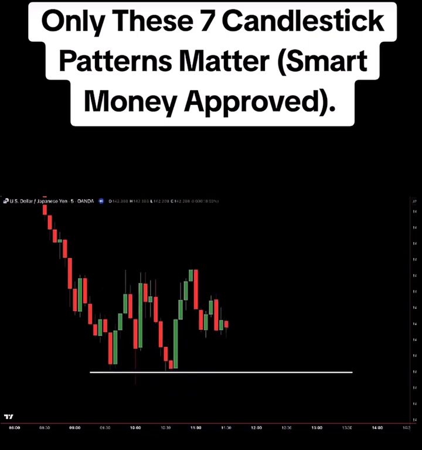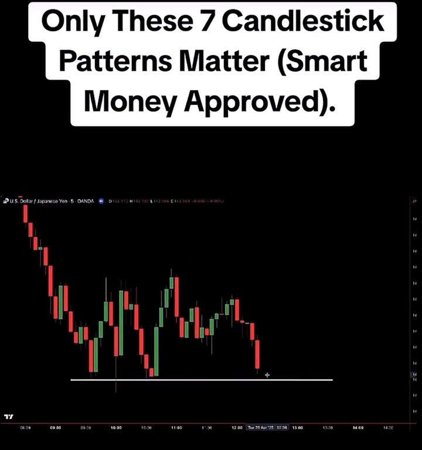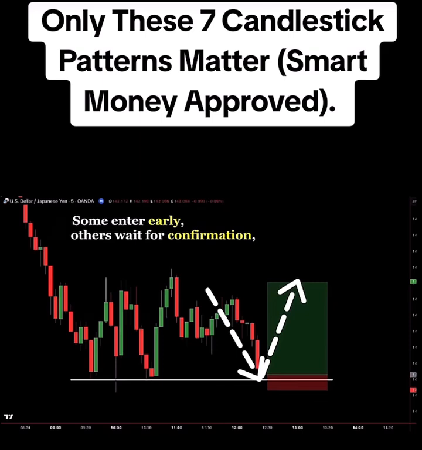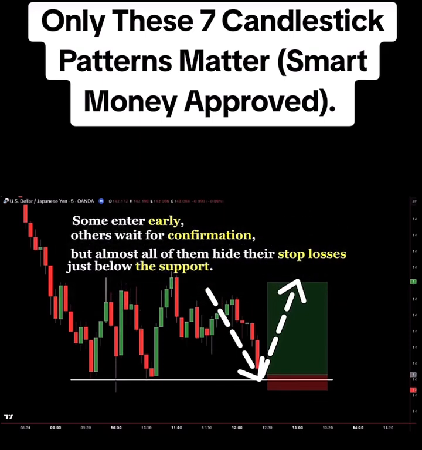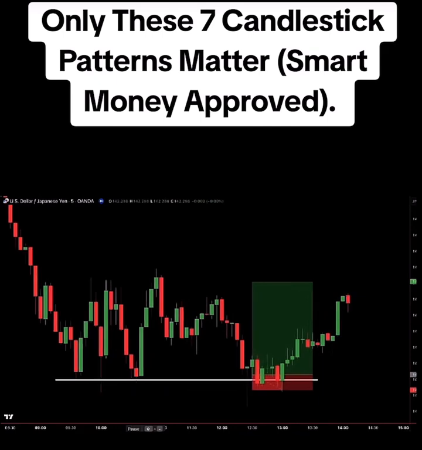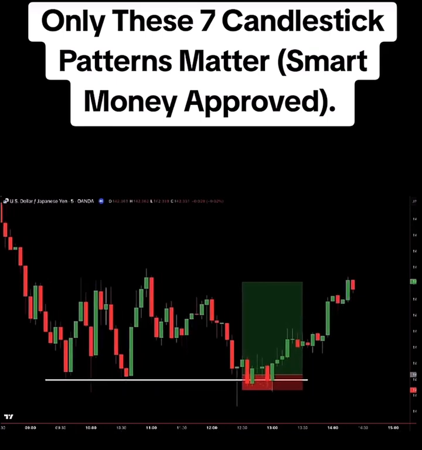The market pulls back again, and this is where retail traders start setting their traps on themselves. They place limit buy orders at the support level, expecting the market to bounce one more time and go up again. They're convinced this is a clean retest. Some enter early, others wait for confirmation, but almost all of them hide their stop losses just below the support. And what happens? The market spikes below the level, grabs their stop losses, forms a perfect pin bar, and then reverses aggressively to the upside. That's not a failed setup, that's a liquidity trap engineered by smart money.